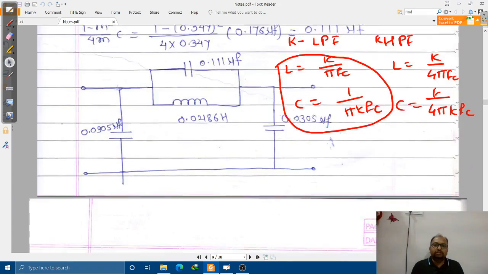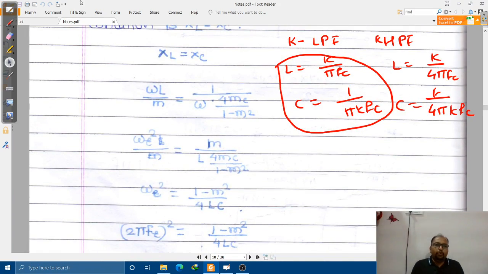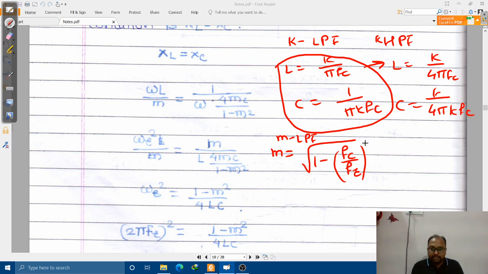Once you remember these two formulae, what is next? You can easily derive a high pass filter, right? Now how to remember M? M for the M-derived low pass filter, what is the formula for M? 1 minus cutoff frequency first and then resonant frequency, it's a square. And M for the HPF is what?